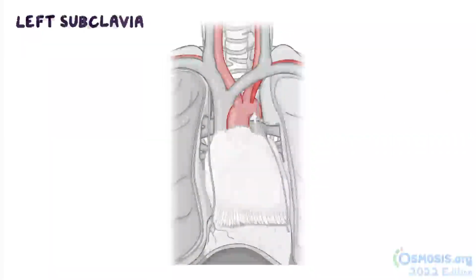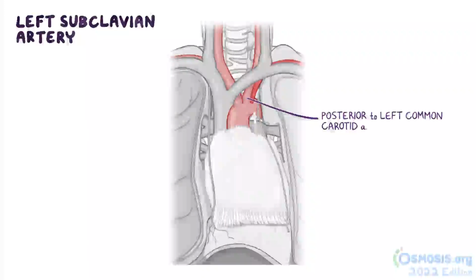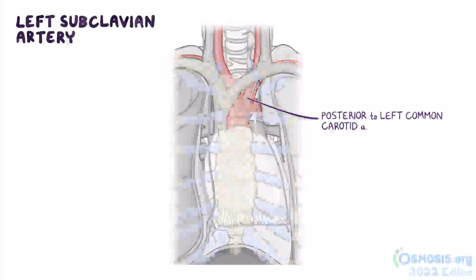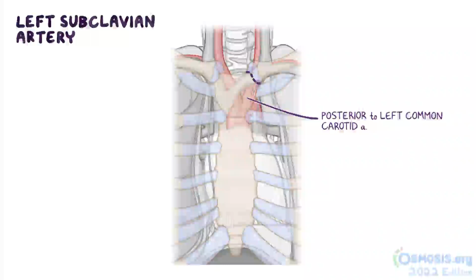The left subclavian artery is the third branch of the aortic arch and has its origin in the posterior part of the arch, posterior to the left common carotid artery. It ascends through the superior mediastinum lateral to the left common carotid artery and enters the root of the neck by passing posterior to the left sternocostal joint.